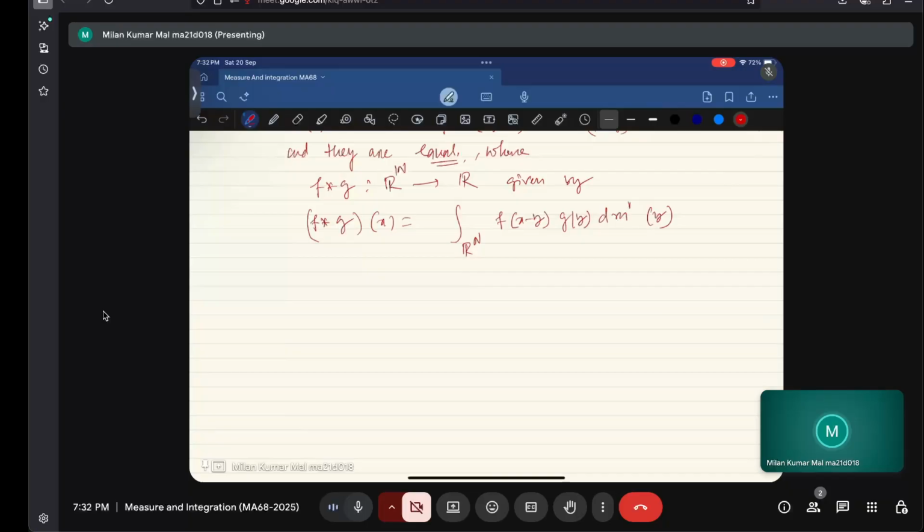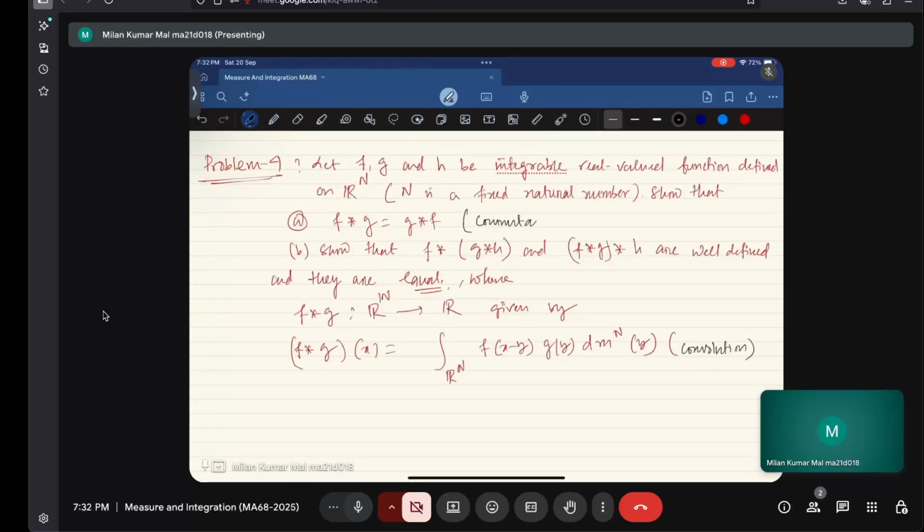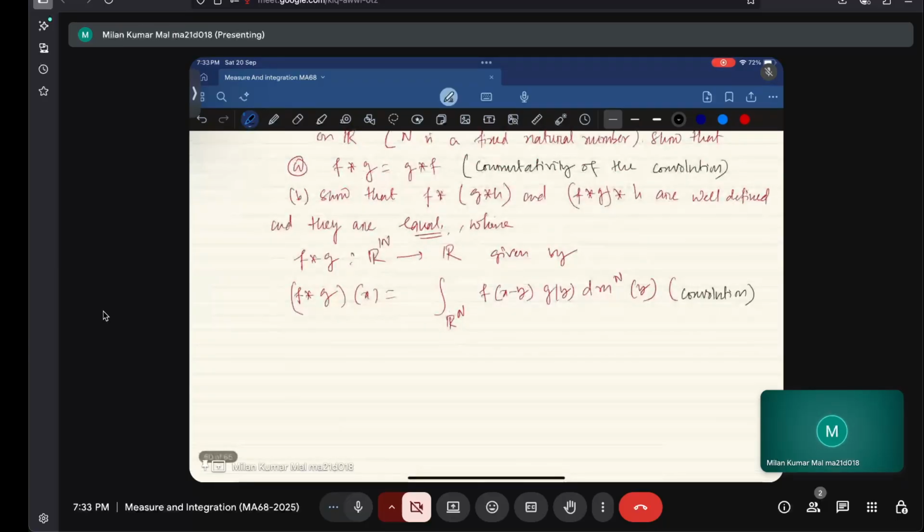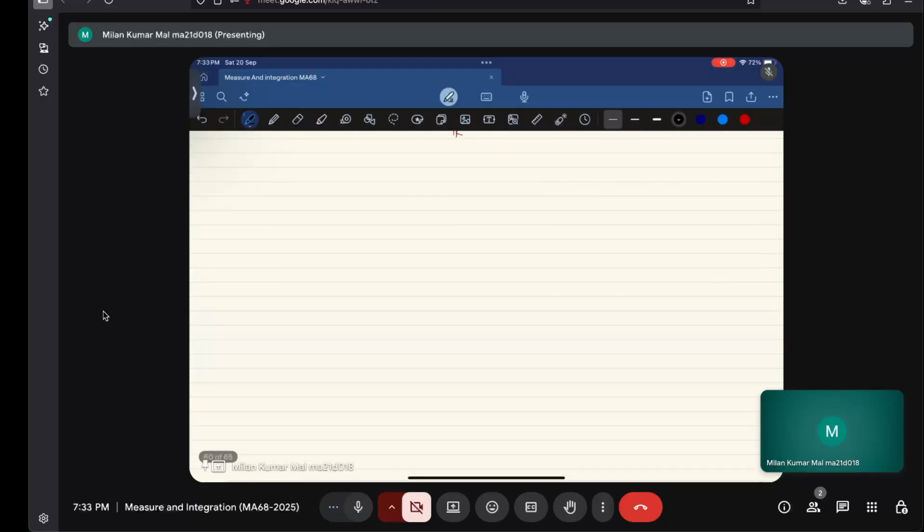And this is the Lebesgue measure, dmn, this is the Lebesgue measure. This is called convolution. This actually says commutativity of the convolution. And this is associativity. Okay, so let's start to prove this one.